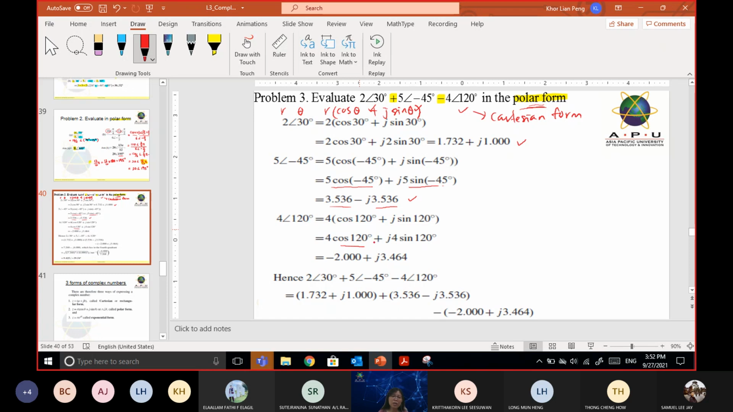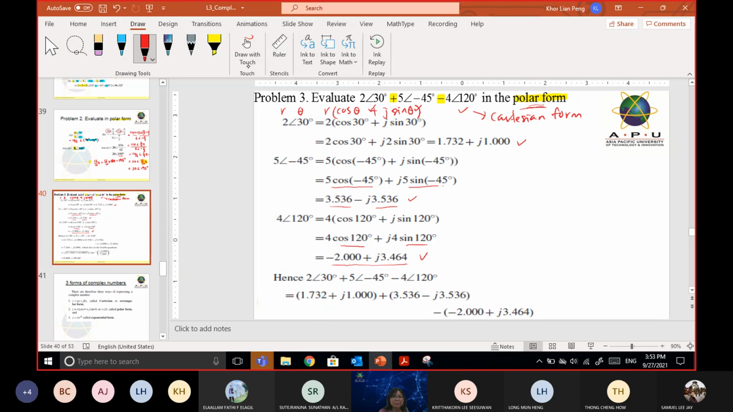So 4 cos 120 plus j4 sin 120. Just substitute into the formula, then you get the answer in Cartesian form. After that, you want to take the addition for the first 2 complex numbers and subtraction. Remember, when we deal with addition and subtraction in Cartesian form, we need to do it separately for the real part and for the imaginary part.